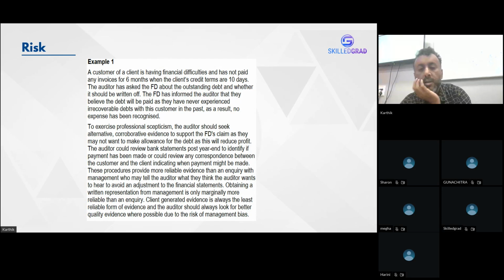So, on the corroborative evidence, I haven't read the case study here. Second paragraph, second line: Customer of a client is having financial difficulties and has not paid any invoices for 6 months when the client credit terms are 10 days. Okay, that is, the client has not paid for 6 months, but the company's credit period is 10 days.